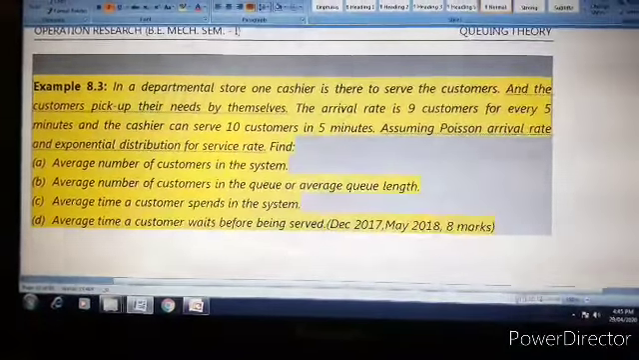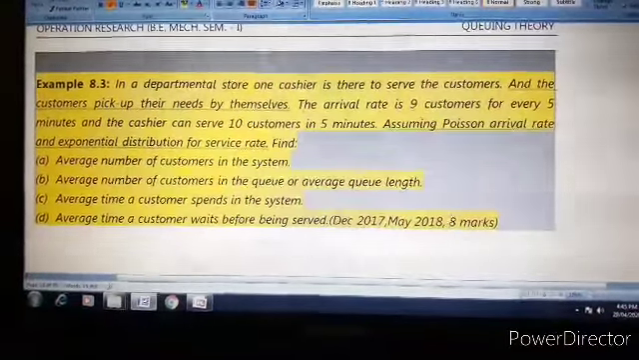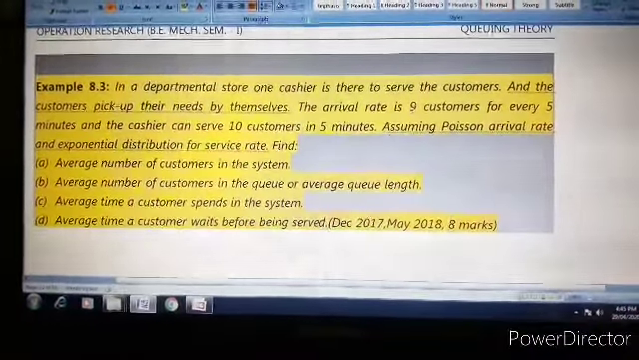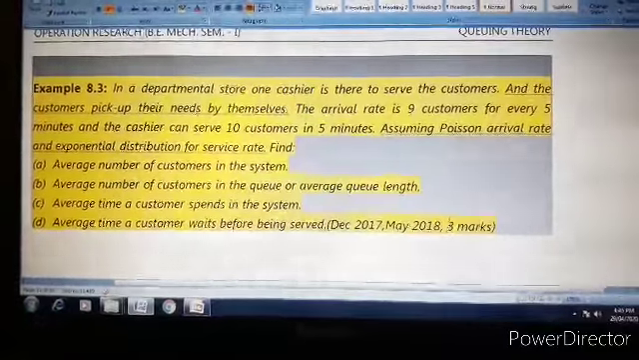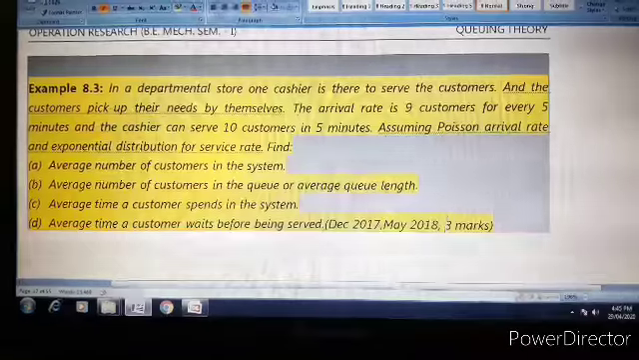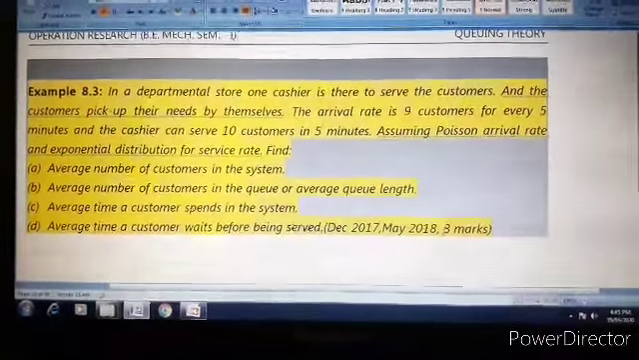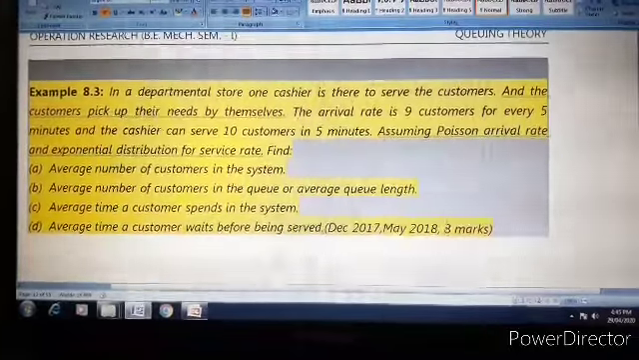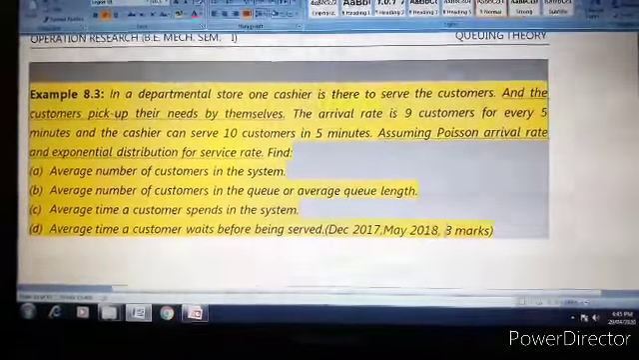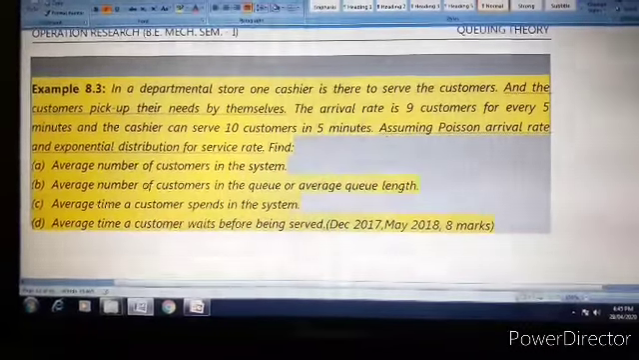Always we have to take the arrival rate per minute, or per hour, or per day, or per week, or per month, or per year. That depends on our application. Here let us define this value per minute. 9 customers for every 5 minutes, so what is the arrival rate per minute? Lambda we can write as 9 by 5. That is our arrival rate, and calculating it, it is around 1.8 customers per minute.